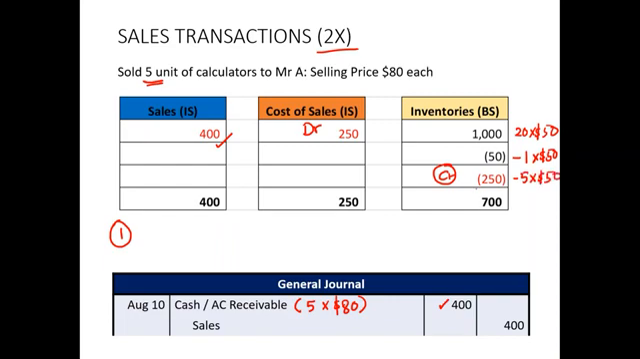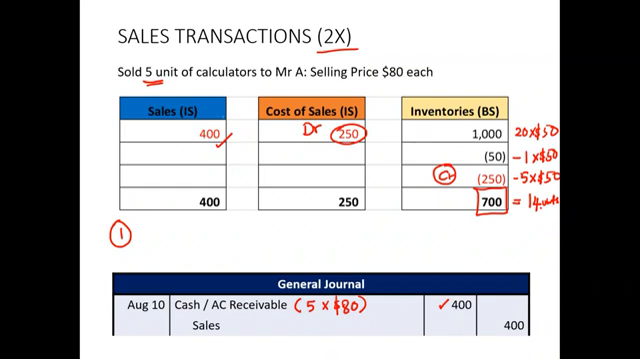So the balance of my inventory is only 700. This is equal to 14 units. Okay. So I'm going to transfer this 250 into cost of sale. It's no more inventory. Now it becomes cost of sale 250. So I'm going to debit the cost of sale account and credit the inventory. I repeat, increase the cost of sale 250 and credit inventory.